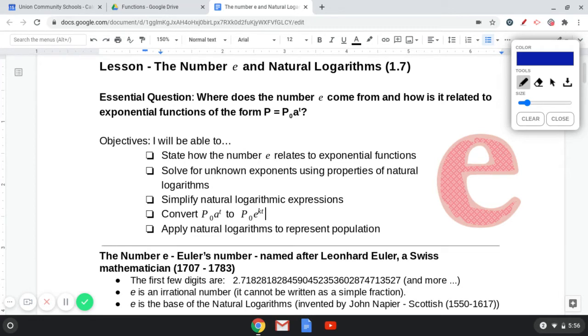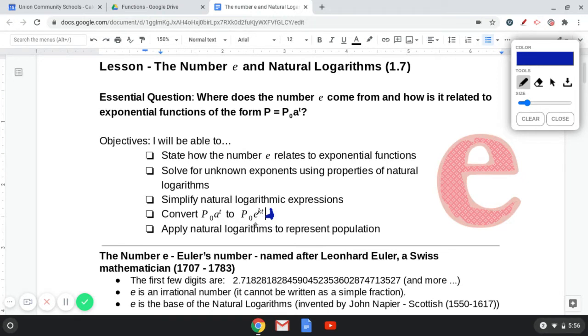Also, this will probably be a nice review of some old algebra skills like factoring. And we're going to simplify natural logarithmic expressions. Okay, right here, we convert what we've learned already, this initial point p sub 0 times a to the t, to p sub 0 times e to the kt.